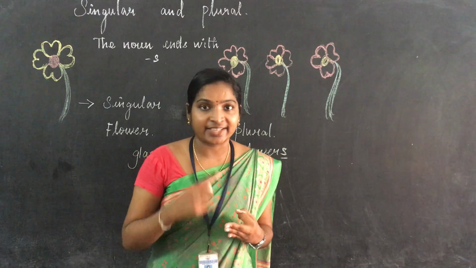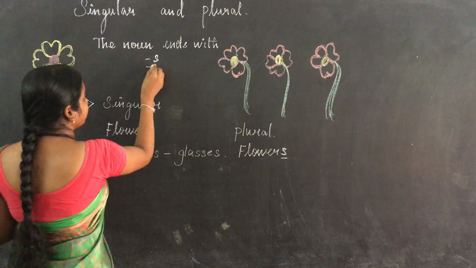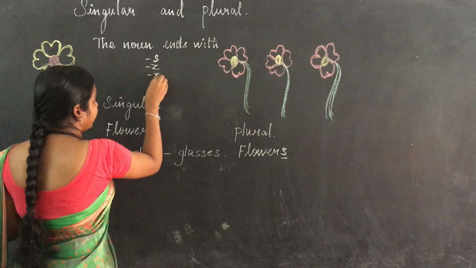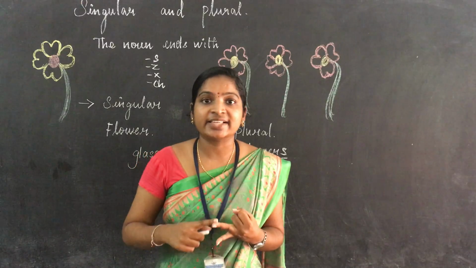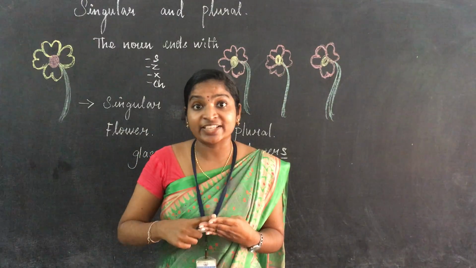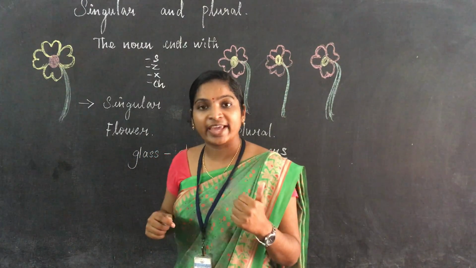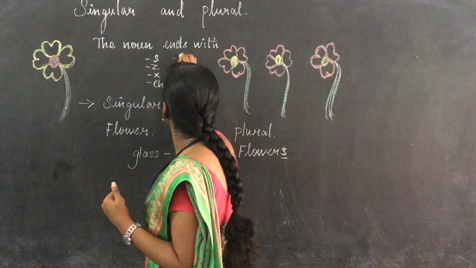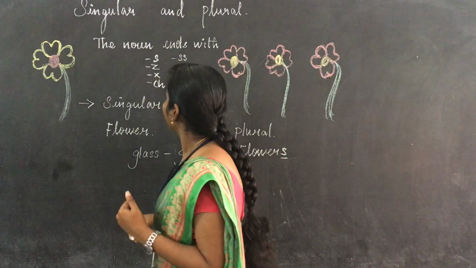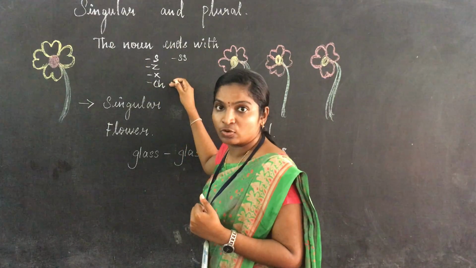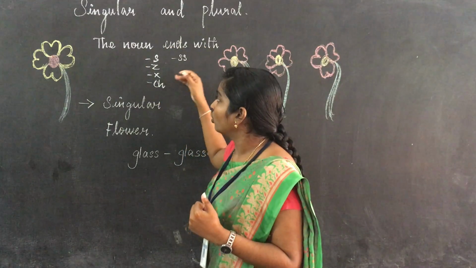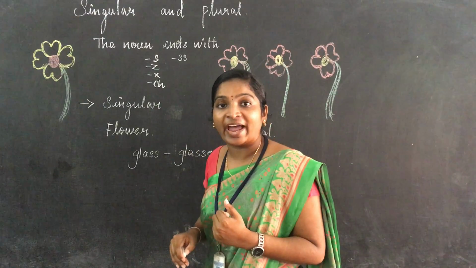Z, X, C, H. Okay. S, Z, CH, SH, SS, X also. Okay, these are the nouns. The noun ends with these letters. Okay, for these letters we have to add es.